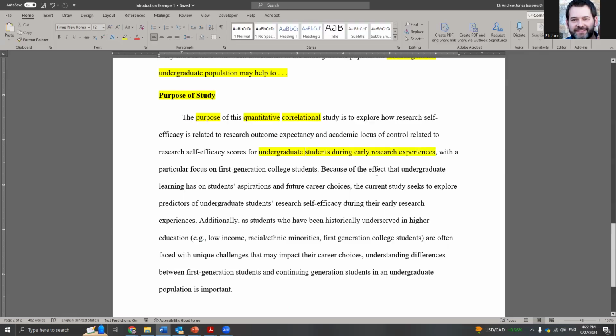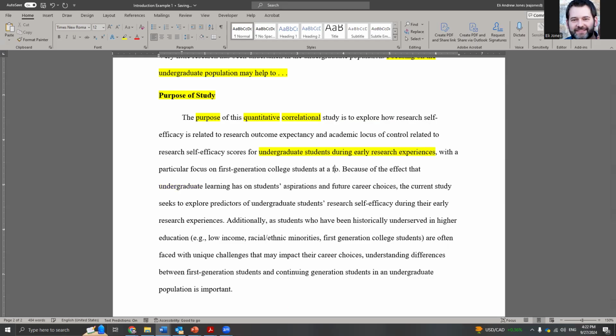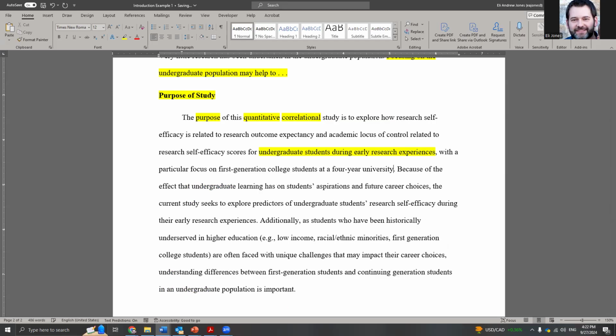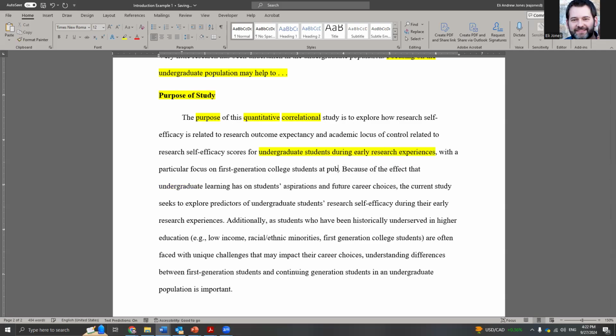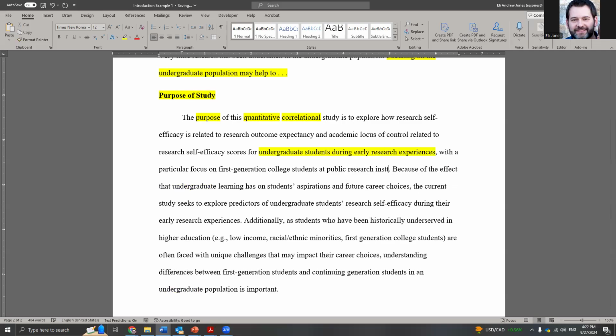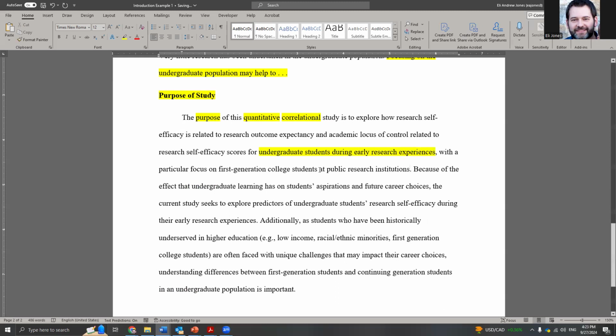And then mention the research site. I don't mention the research site. Maybe I should say at a 4-year university. There we go, right? Or 4-year universities or at public research institutions. That kind of, again, helps my readers know where I'm focusing. Am I going to be at a school? Am I going to be at a business? Am I going to be in a participant's home? Where is my research going to take place? Now, you might not know this yet in the introduction, but you can come back and add this later on.